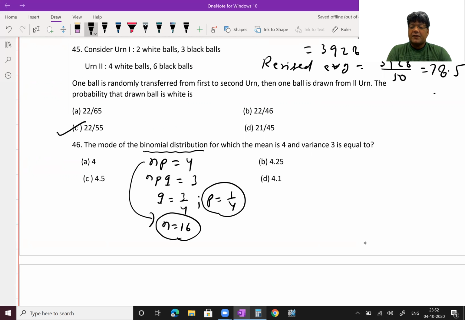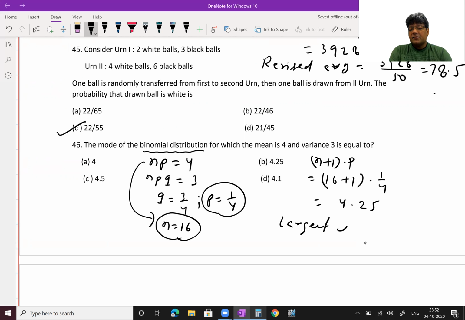And now what is the method to calculate mode? (N plus 1) into P you have to calculate. That is (16 plus 1) into 1 by 4, 17 by 4, which is 4.25. So it's not an integer. Not an integer means a single mode, and that single mode will be the largest integer contained in 4.25. Which largest integer is contained in 4.25? 4. So your mode value is 4. That is A.